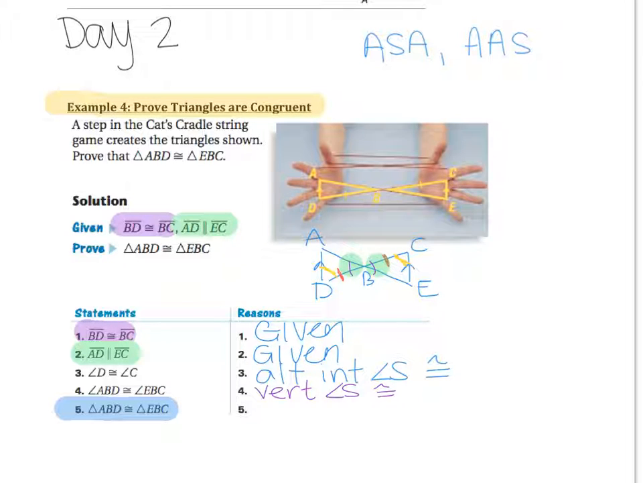So what do I have here? Well, I have the green angles. Then I have the purple side. And then I have the red angles. So I have angle, side, angle.